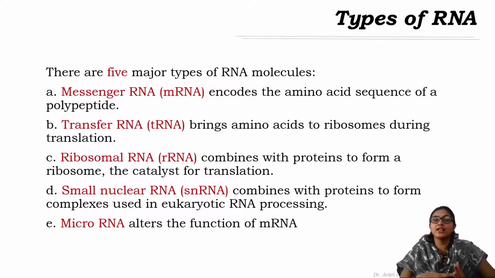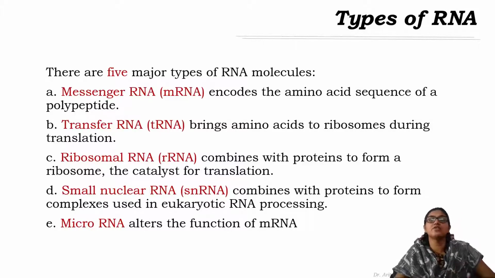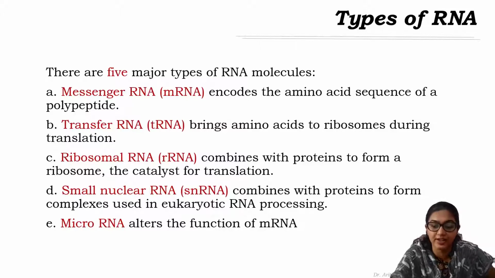rRNA or ribosomal RNA combines with proteins to form the ribosome. snRNA or small nuclear RNA combines with proteins and has a role in eukaryotic RNA processing. And finally microRNA alters different functions of mRNA. So you need to know these 5 RNAs and their functions before we proceed to the metabolism of RNA.